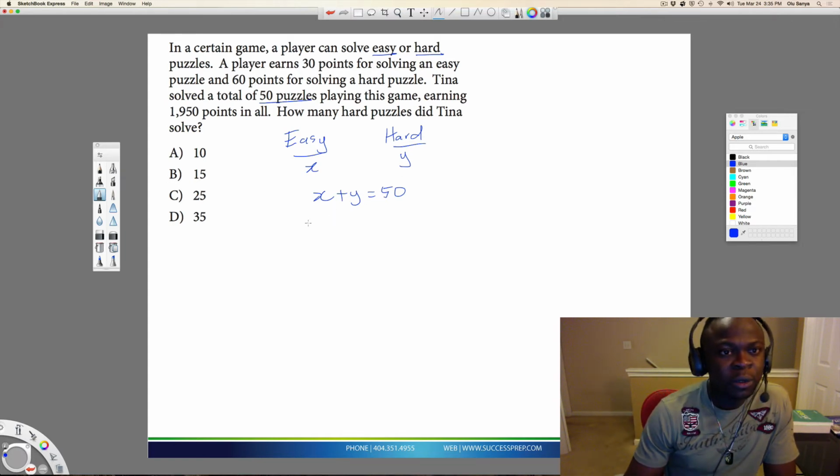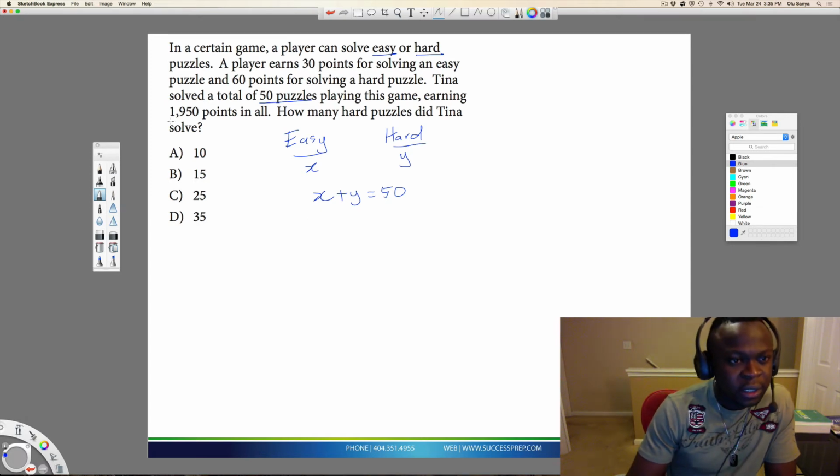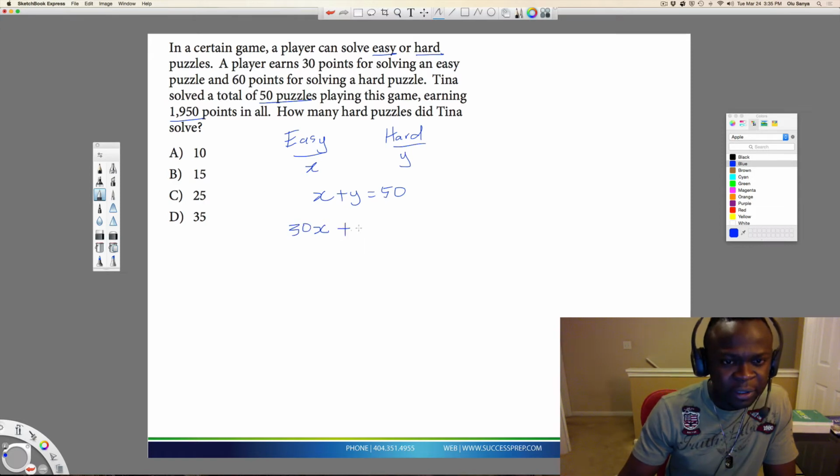Now, the next thing we want to do in terms of equations is look at the points. There are 1950 points, and we know we're getting 30 points for easy questions and 60 for hard questions. So a certain number of easy questions gives you 30 points for each one, and a certain number of hard questions gives you 60 points for each one, and that gives us a total of 1950 points.